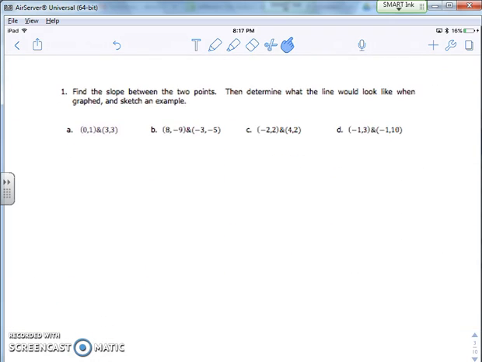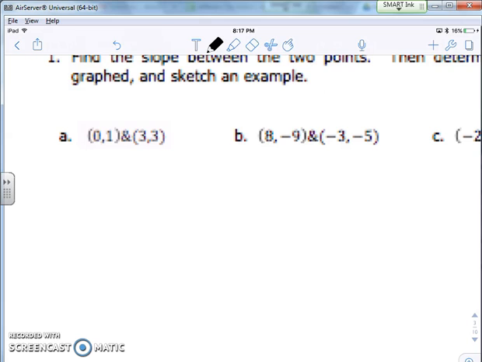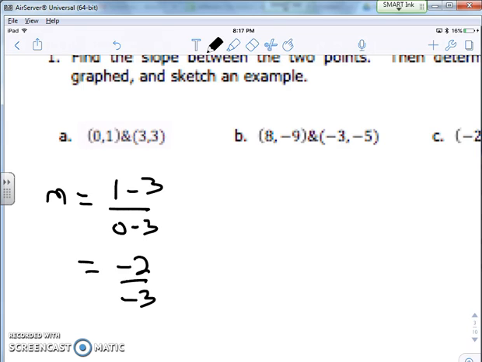Find the slope between 2 points. Then determine what the line would look like when graphed and sketch an example. We may just find the slope. So we've got y minus y over x minus x. So I'm going to do 1 minus 3 over 0 minus 3, is negative 2 over negative 3, which is 2/3. This would slope upward from left to right, a little more gently than a slope of 1.